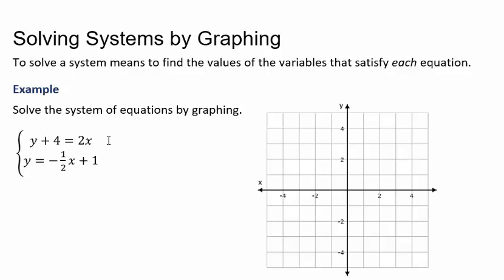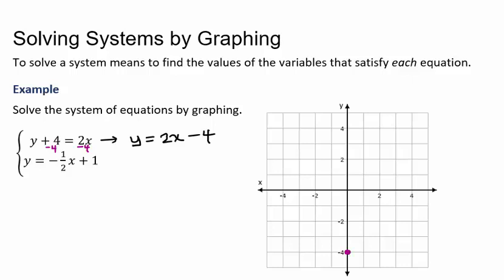So the first thing that I'll do, because I know I can graph a line pretty quickly if it's in slope-intercept form, or y equals mx plus b, I'll move the 4 to the other side, and I get y equals 2x minus 4. And so for this first line, which has a slope of 2, the y-intercept is negative 4, and we'll go ahead and graph our first point at (0, -4).